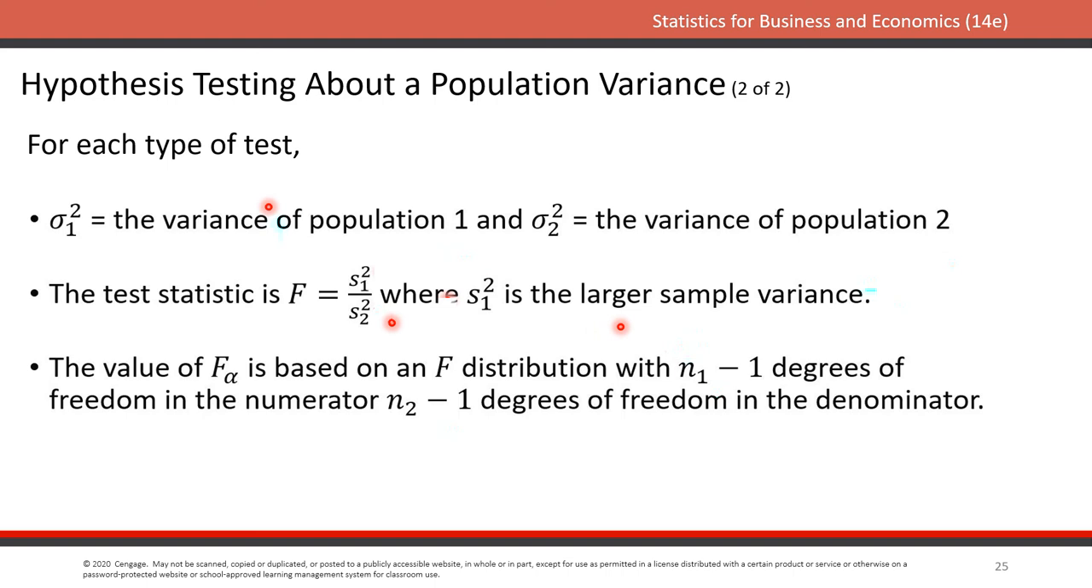These always go in this order, by the way. So the F distribution degrees of freedom, especially when we get into R, the numerator degrees of freedom always come first, and the denominator degrees of freedom always come second.